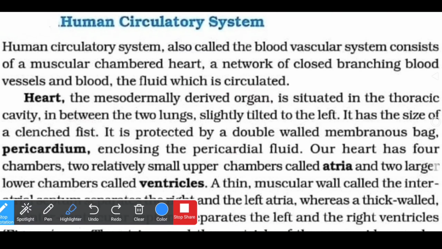So first things first, I'll be starting with the word heart. Among all the three germ layers, that is the ectoderm, mesoderm, and the endoderm, the heart is of mesodermal origin. Heart is a mesodermally derived organ which is situated in the thoracic cavity, which means in the chest region, in between the two lungs.